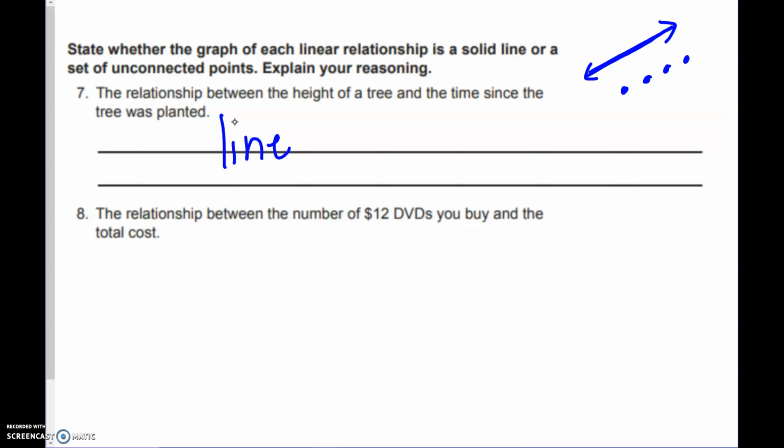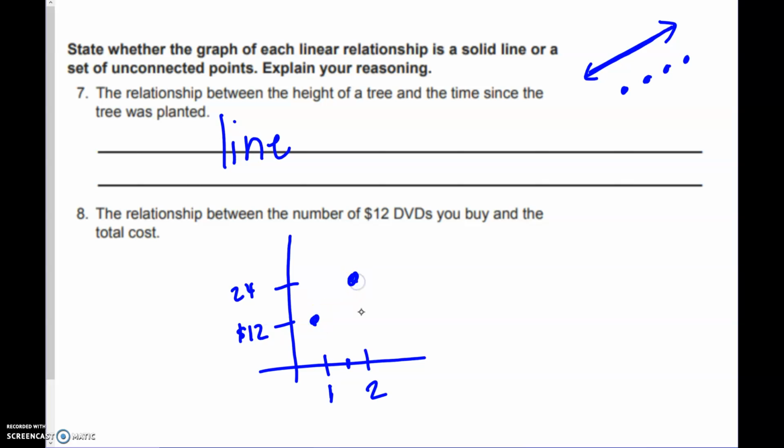Okay, the relationship between number of $12 DVDs and the total cost. Okay, so let's think about this. When you buy one DVD, is it going to be up here at $12? And if you buy two DVDs, is that going to be up here at $24? So first of all, are you ever going to buy 1.5 DVDs? No, because you have to buy a whole one. And then are we ever going to have the numbers in between here? Is it going to jump from 12 to 24? And the next one would jump up to 36. Okay, so this is going to be a set of unconnected dots.